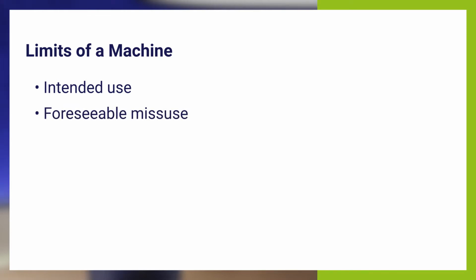What are the so-called limits of a machine? There are 4 different types of limits. Probably the most important are the use limits, which describe the intended use of the machine, but also must consider foreseeable misuse. These must take into account different operating modes, areas of application, and expected knowledge of the users.